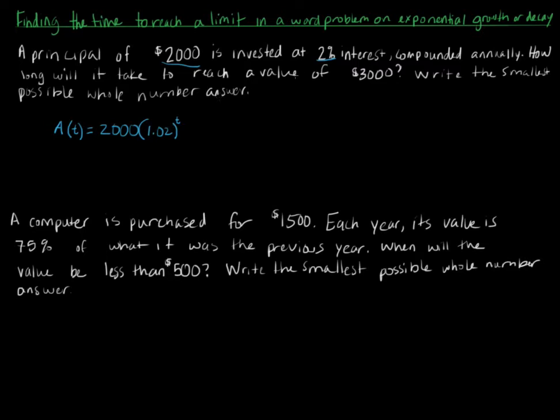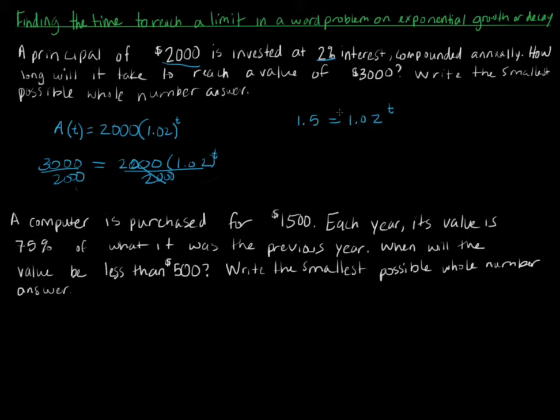Now we want it to reach a value of $3,000. So we want this amount to be $3,000. So 3,000 equals 2,000 times 1.02 to the t power. So to solve for t, we can divide both sides by 2,000. And this is actually going to just be 3 over 2, which is just 1.5. So 1.5 equals 1.02 to the t power.